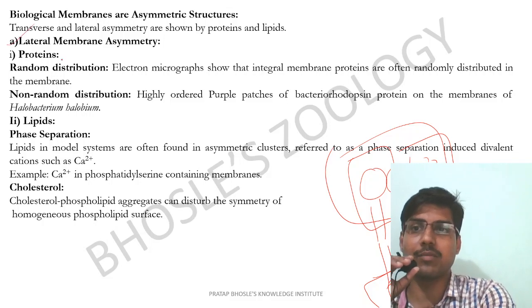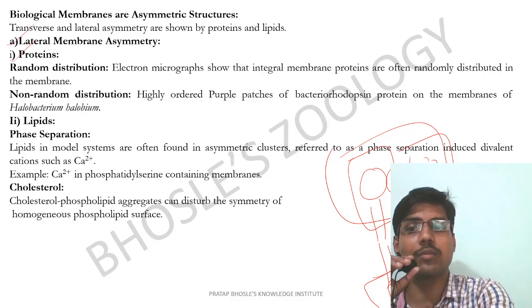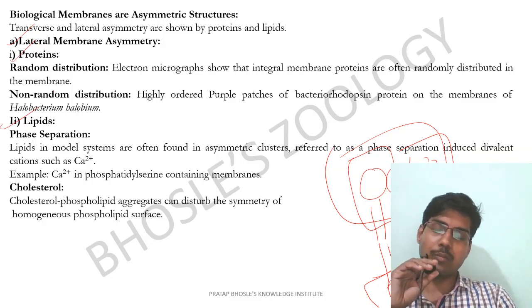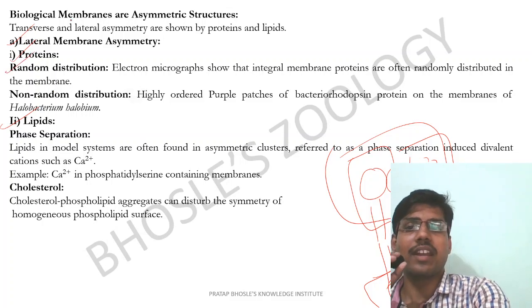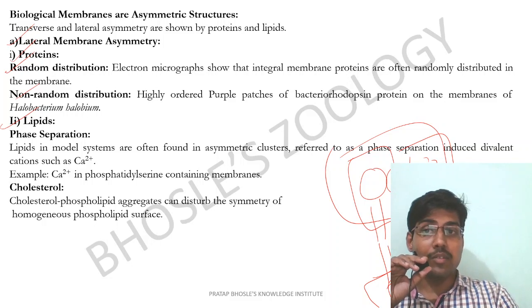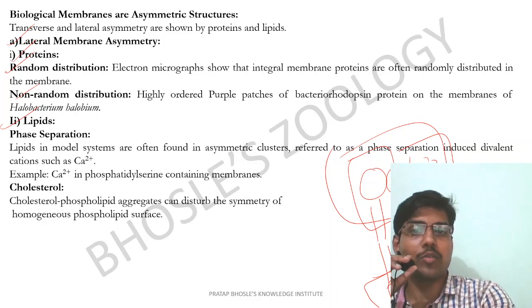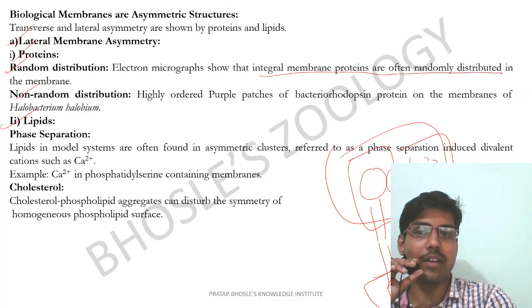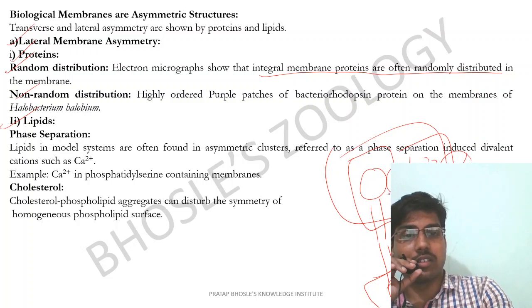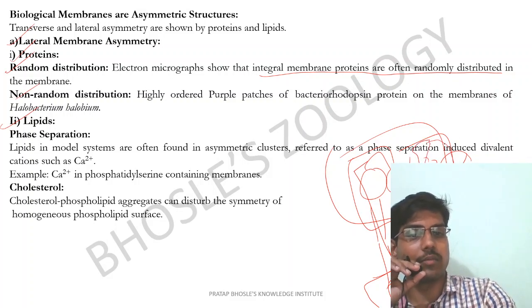In the lateral membrane asymmetry also, what is there? Two parts. Okay, asymmetry due to protein and asymmetry due to lipid. How is the protein asymmetry there? Sometimes they are randomly distributed and sometimes non-randomly distributed. Okay, random distribution means what? Electron micrographs show that the integral membrane proteins are often randomly distributed in the membrane. What does it mean? How is it? It can be said, somewhere here it is given, somewhere here it is or it is not. This is not a symmetric distribution of protein.